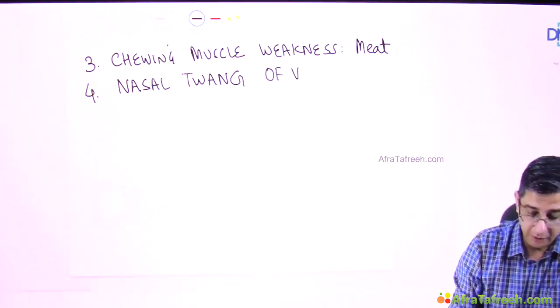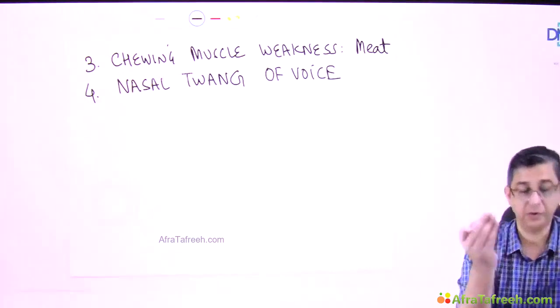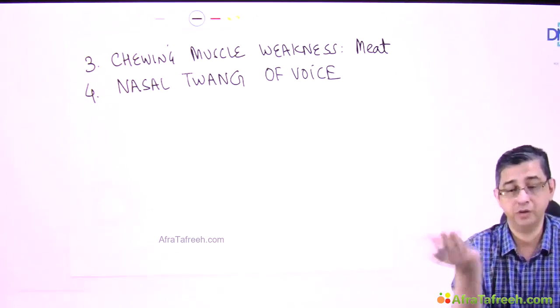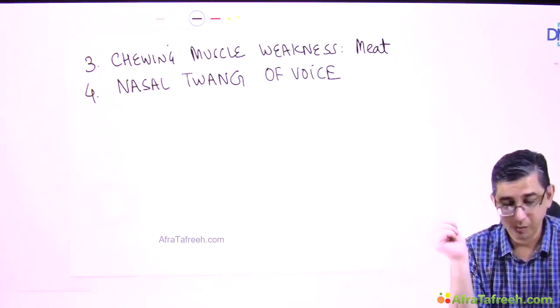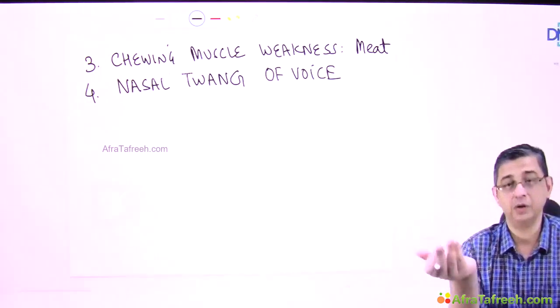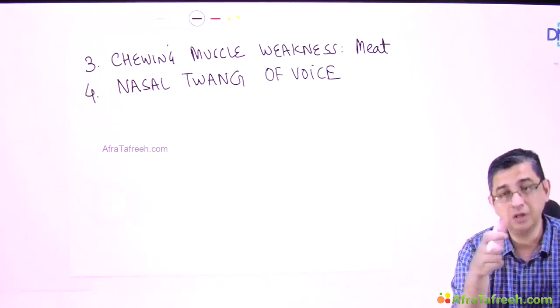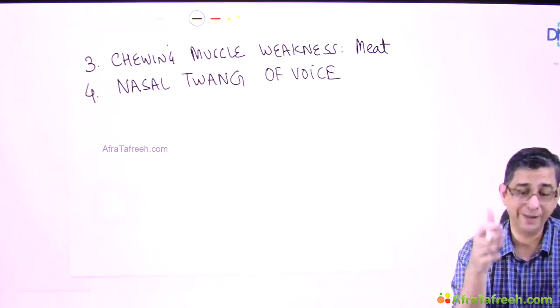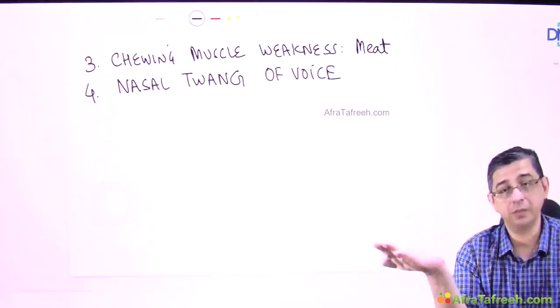The family member might initially say that you were trying to prank me, like if somebody is talking to you with a nasal twang, you might think the person is trying to prank you. But then the family member will realize that there's something wrong, because when the person starts speaking, the speech is initially clear, but then gradually the nasal twang of voice starts coming in.